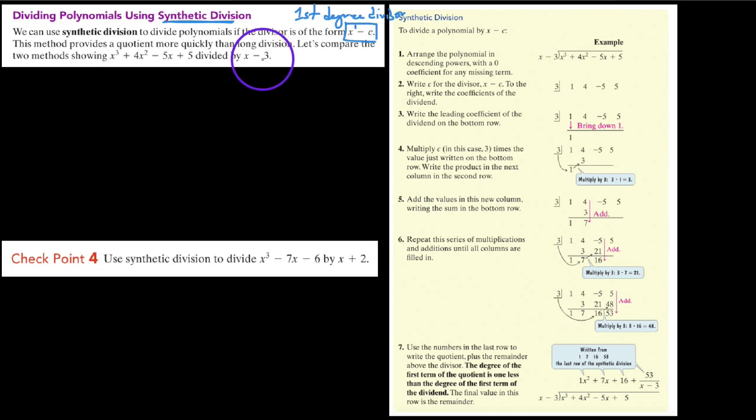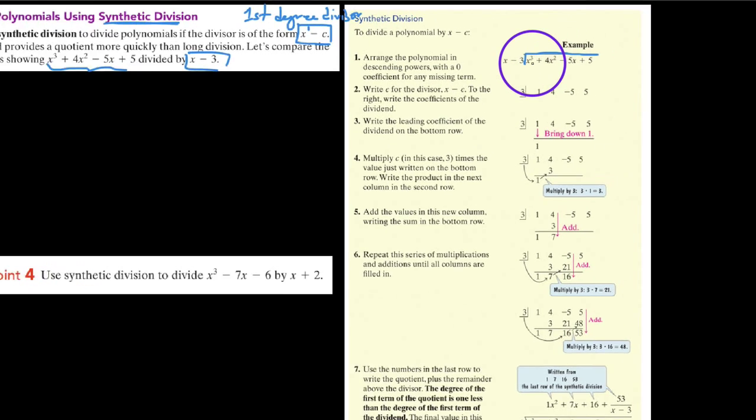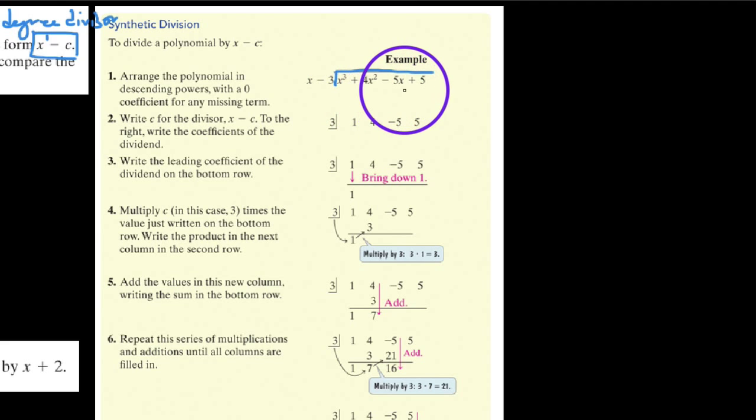To look at this method, we're going to take x cubed plus 4x squared minus 5x plus 5 and divide it by x minus 3. If we were to do this using long division, you'd see that we would have our division bar here, and inside here we have our dividend, that's x cubed plus 4x squared minus 5x plus 5, and on the outside our divisor x minus 3. When it comes to synthetic division, this is a little bit different, but the way it's written here is not necessarily the way I would write it.